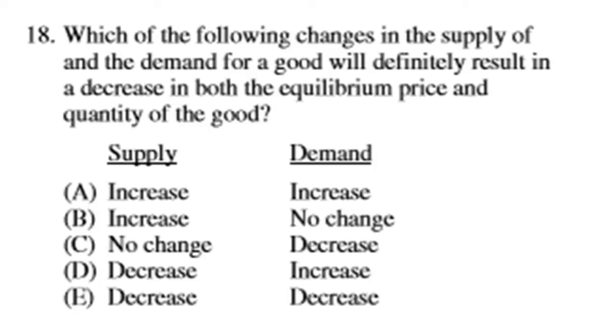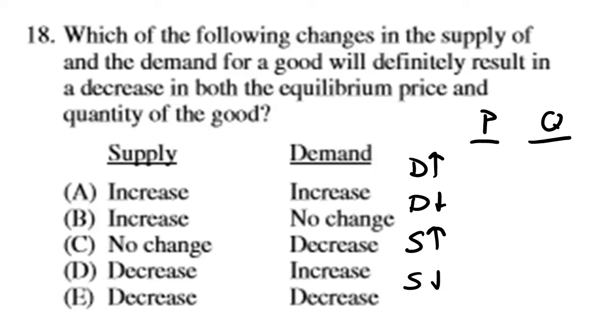All right, so our last question. Which of the following changes in the supply of and the demand for a good would definitely result in a decrease in both the equilibrium price and quantity of the good here? Okay, so yet again, just remember our chart. We have our price and quantity. We have demand increase, demand decrease, supply increase, and supply decrease. When demand increases, both price and quantity increase. When demand decreases, both price and quantity decrease. When supply increases, our price decreases, our quantity increases, and the opposite is true for when supply decreases here.